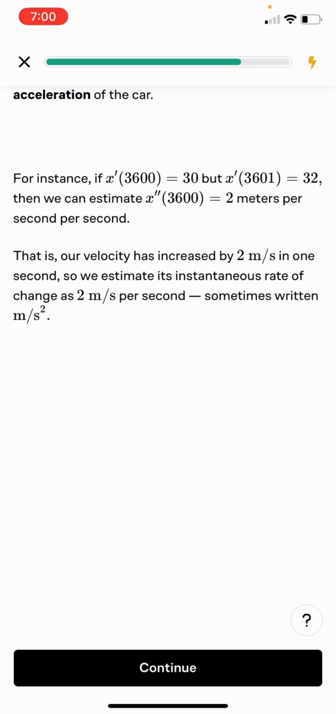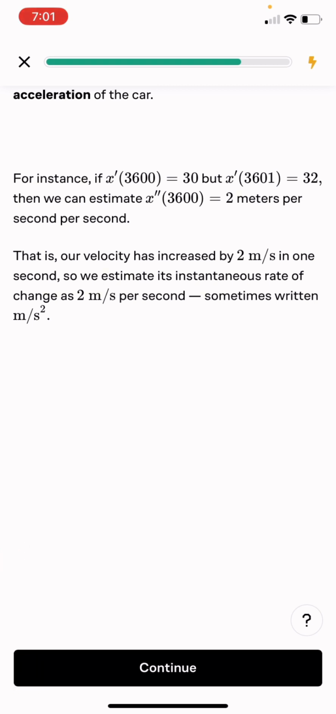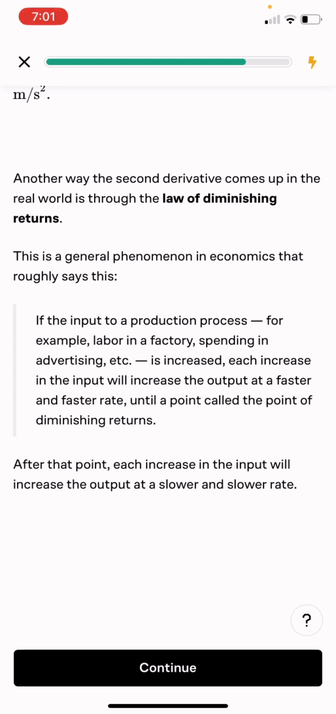Another way the second derivative comes up in the real world is through the law of diminishing returns. This is a general phenomenon in economics that roughly says this. If the input to a production process, for example, labor in a factory, spending on advertising, etc., is increased, each increase in the input will increase the output at a faster and faster rate until a point called the point of diminishing returns. After the point, each increase in the input will increase the output at a slower and slower rate. For example, the effects of investment in a business generally satisfy the law of diminishing returns.